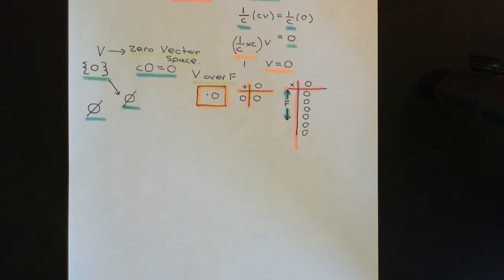Welcome back to this next video in which we are discussing finite dimensional vector spaces. Okay, so we've now seen the definition of a finite dimensional vector space, and we've proven that it is always possible to find a basis for a finite dimensional vector space.